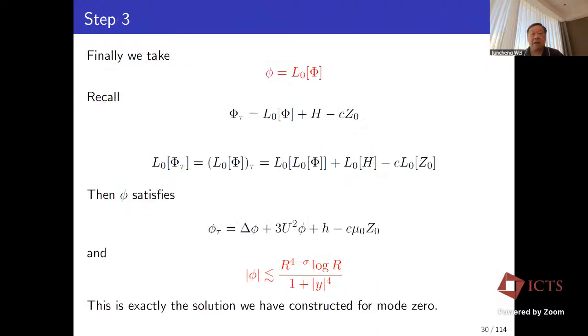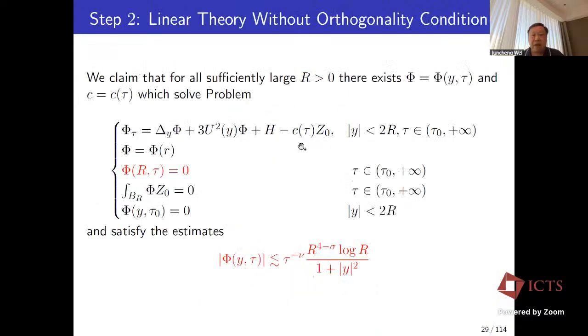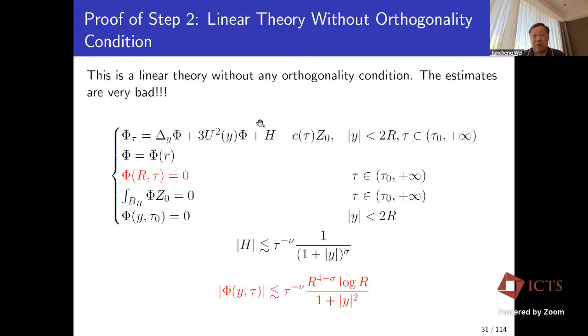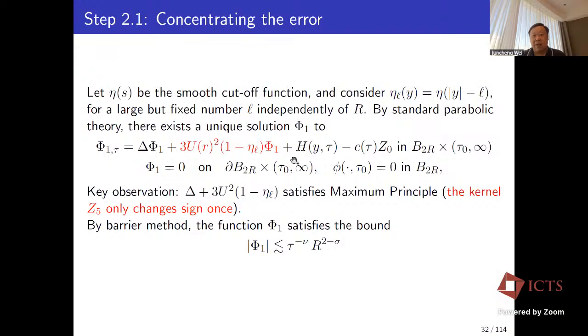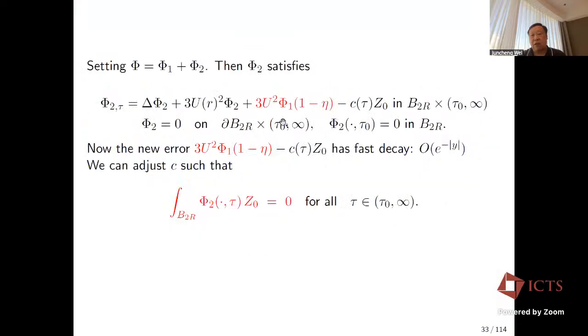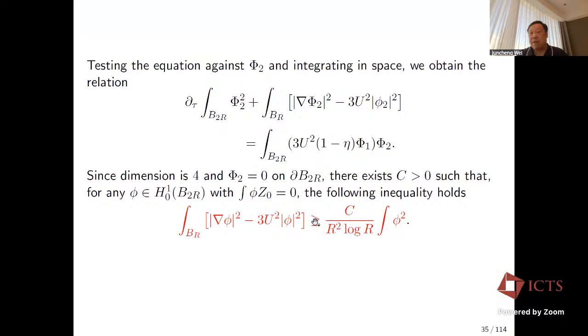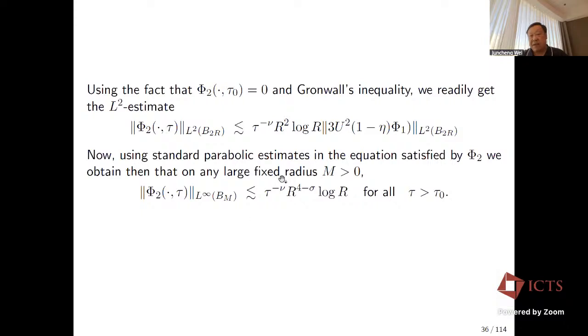So step 2 is the linear theory without orthogonality condition. For the linear theory without orthogonality condition, we use the Dirichlet boundary condition. So we do two steps for step 2. First, we concentrate the error, and then we use the Gronwall energy estimate and the Gronwall inequality, using the spectrum gap. The spectrum gap depends on R. Using the spectrum gap, we get the L infinity estimate in the interior, which loses like R to the 4 log R.